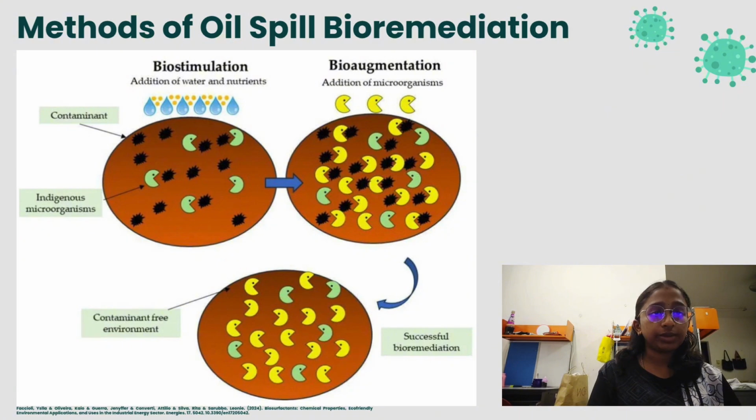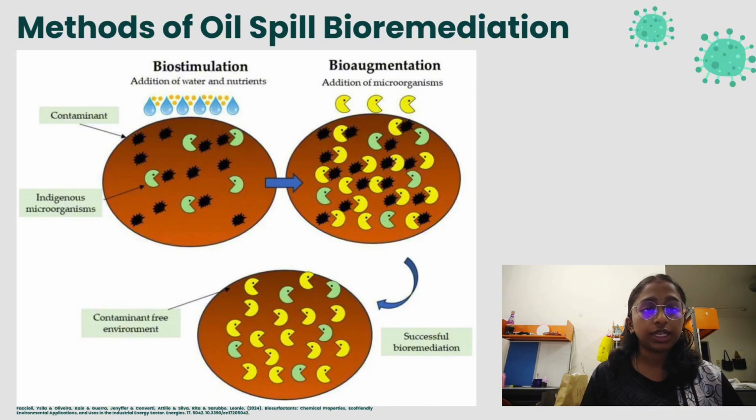There are two methods in bioremediation process. First is biostimulation and the second one is bioaugmentation. Biostimulation method is where the activity of indigenous or naturally present microorganisms that can degrade pollutants are enhanced by adding nutrients such as nitrogen or adjusting environmental conditions.